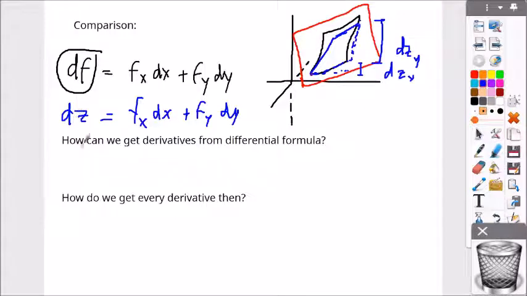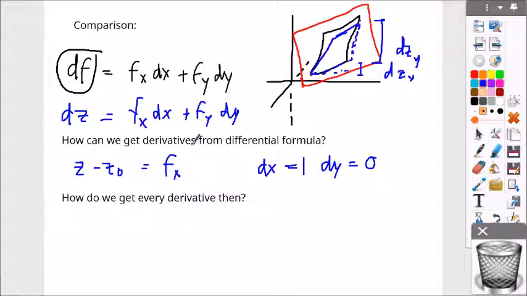So if we change, okay, this is z minus z0, the original z that you have, is equal to the derivative plus this. So if we don't change y at all, let's say dy is 0 and dx, or change in x, is 1, we'll have z minus z0 is equal to f sub x. So that is right there the definition of the partial derivative, right?